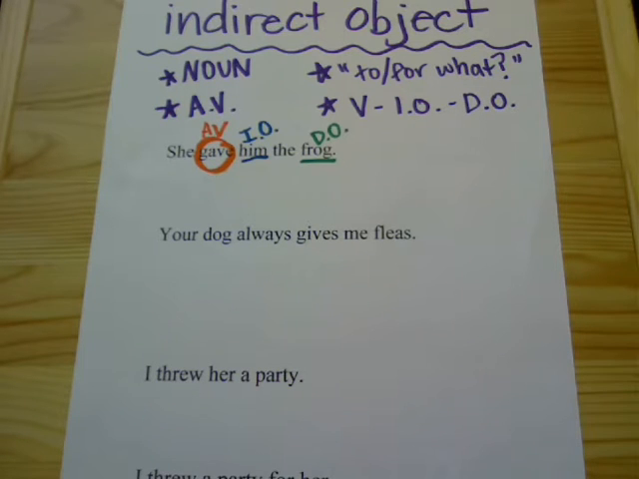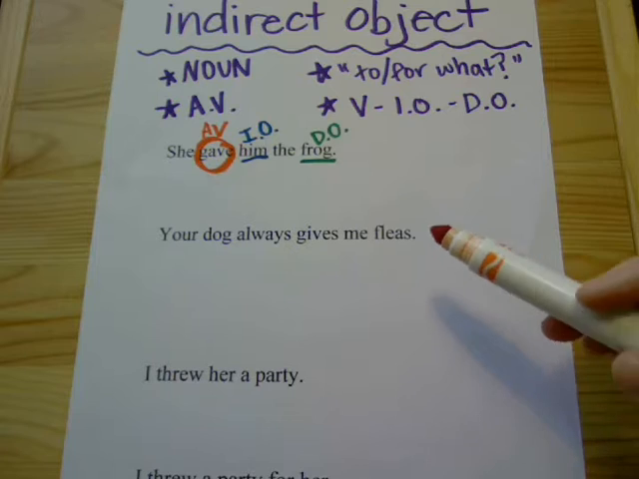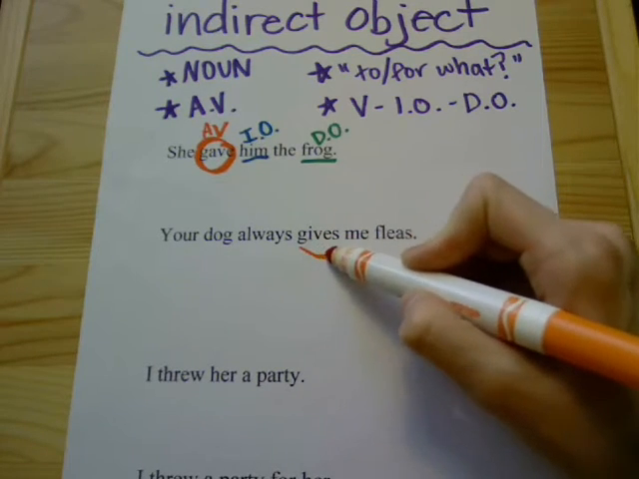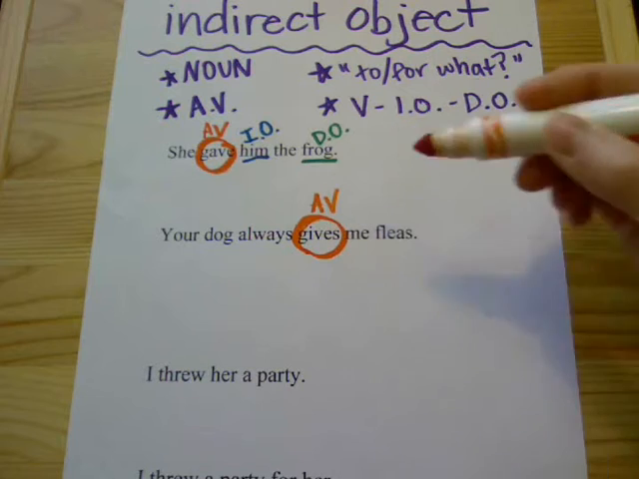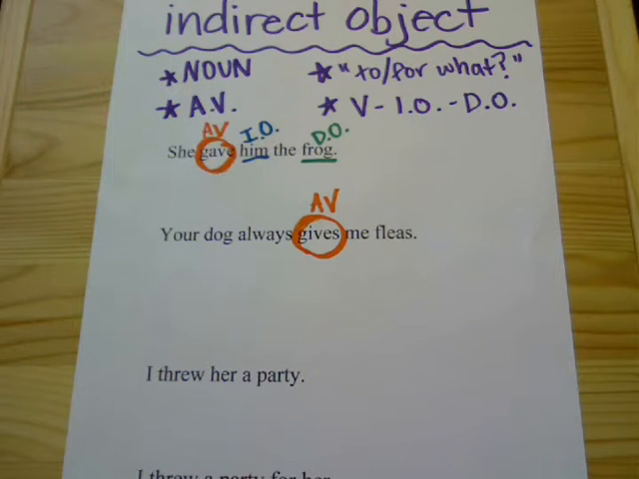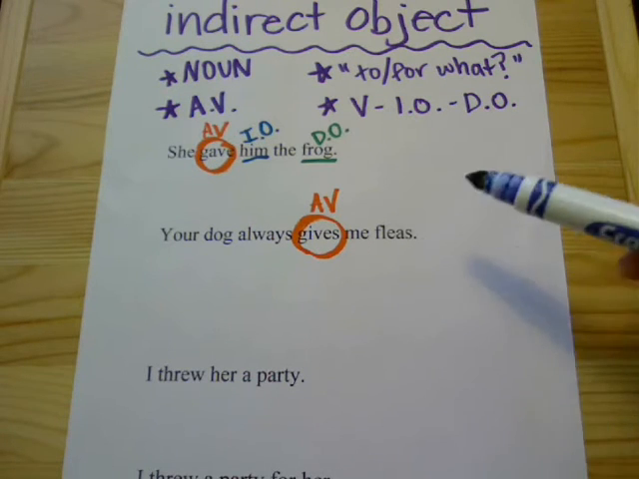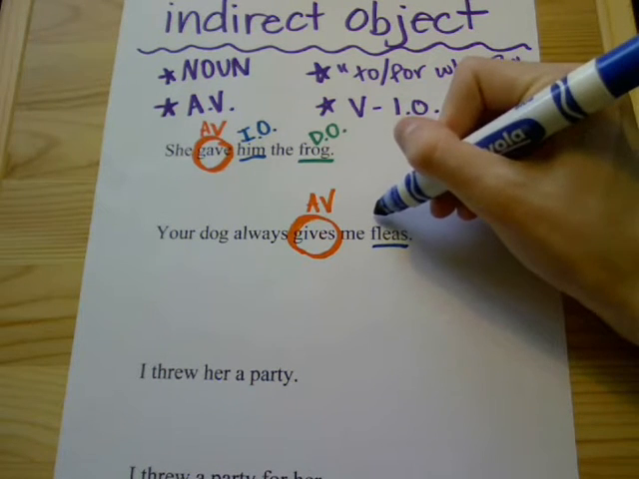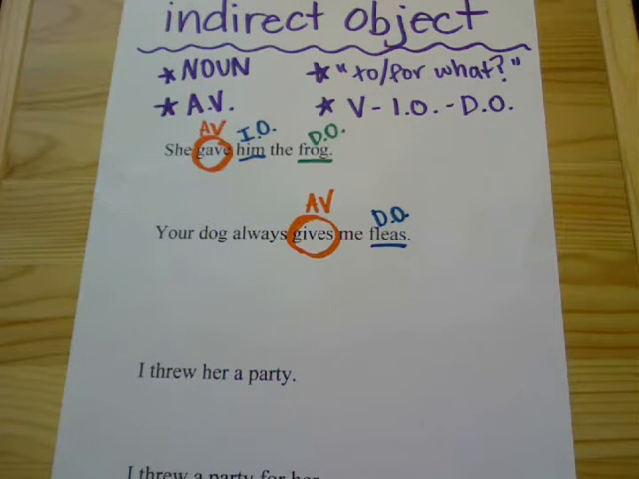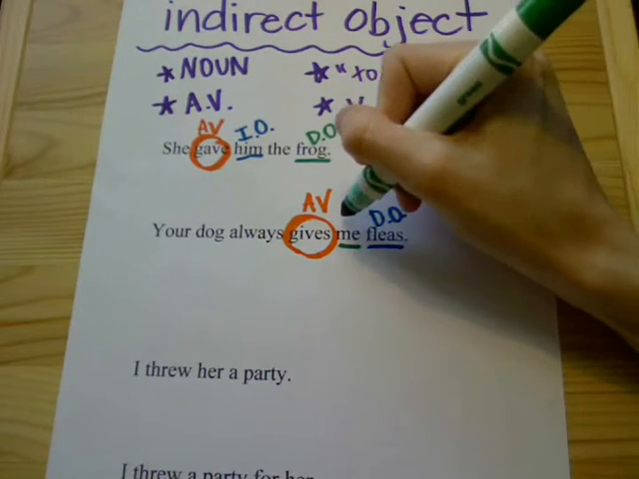Let's try our next sentence. Again, we start with our verb. Your dog always gives me fleas. Our verb here is gives. Again, it's an action verb, so we know we can have an indirect object or a direct object, or both. Let's figure out our direct object. Your dog always gives what? The dog's not giving me. The dog is giving the fleas. So fleas is our direct object. Your dog gives fleas to or for what? Your dog gives fleas to me. So me is our indirect object.